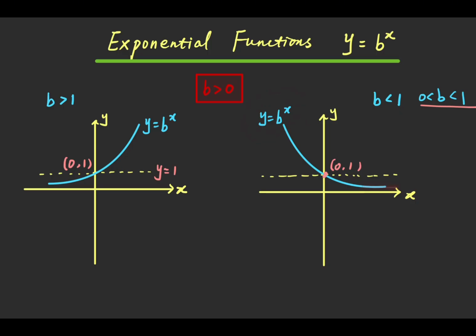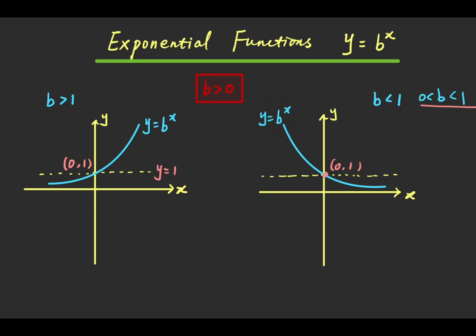For this graph, it will approach the x-axis. We say approach, not touch. That is to say, the graph will not cross the x-axis. There is no POI between this graph and the x-axis. We say the x-axis is also an asymptote for this function.